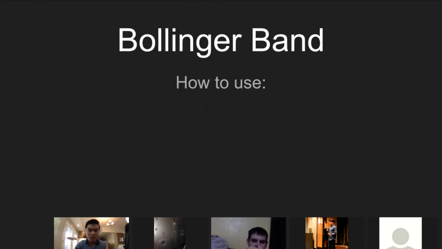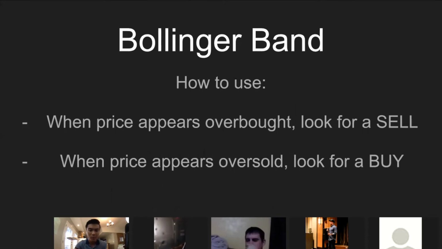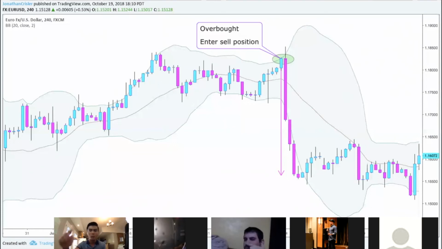So what else can we do with these? When price appears overbought, look for a sell. When price appears oversold, look for a buy. So here's an example of where we knew price was about to break out, but we wanted the best possible entry. And that's why Bollinger Bands are pretty good for entries, because price reacts fairly fast off of them. So we see price poked out right where it's circled right there. It's overbought. So we entered in a sell position and we see it drops straight from there. And at the bottom, you can see it actually broke the bottom Bollinger Band, indicating that it's been oversold. So we can see how they play with each other like that.